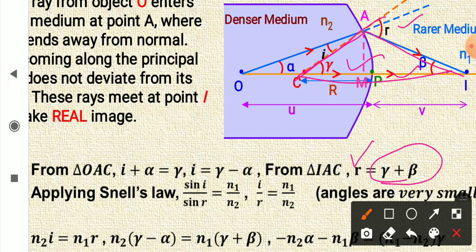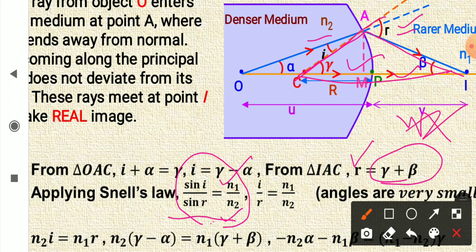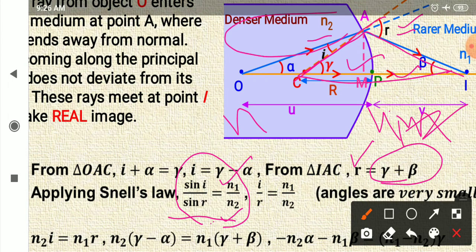And now we will use Snell's law. Snell's law is sin I upon sin R. And you know that sin I upon sin R is the refractive index of the second medium upon the refractive index of the first medium. But here the second medium is the rarer medium. So the second medium is N1 and the first medium is N2. You can see the denser medium is N2. So that you have to remember.